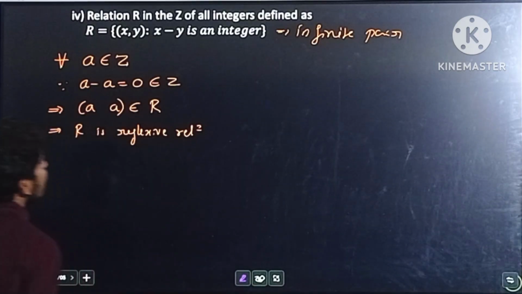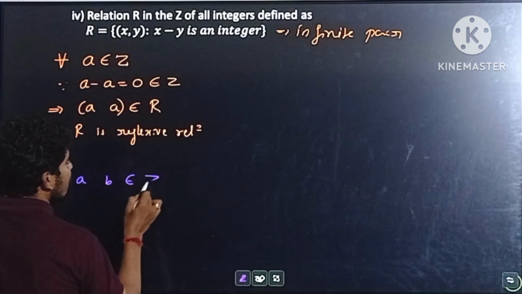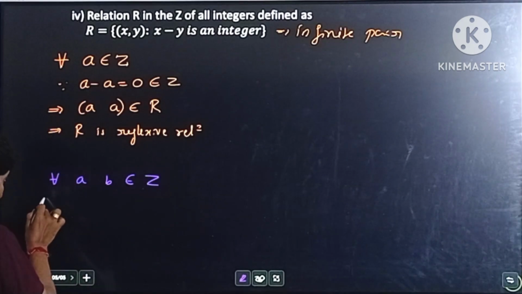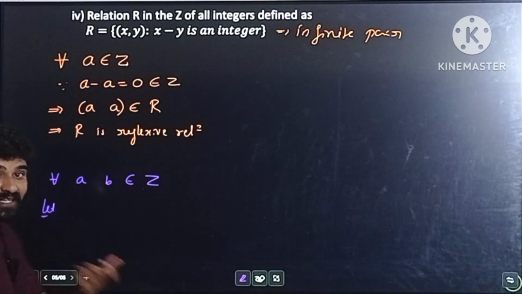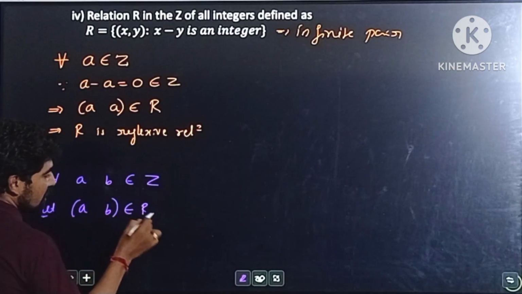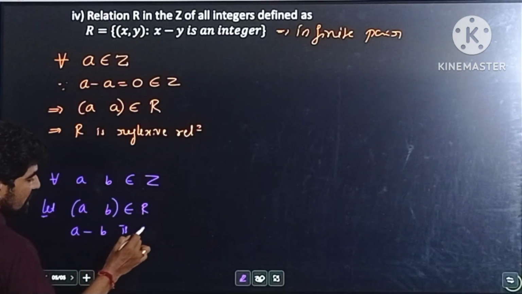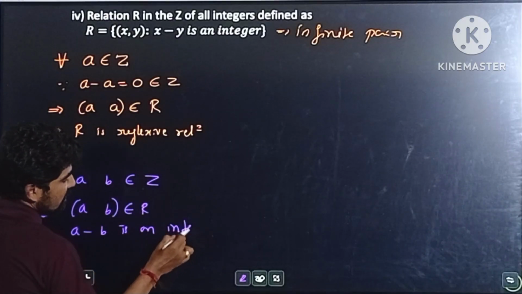Now for the symmetricity, for all a and b belonging to the defined set Z, let us consider the pair ab. ab belongs to relation R. Why? Because a minus b is an integer.